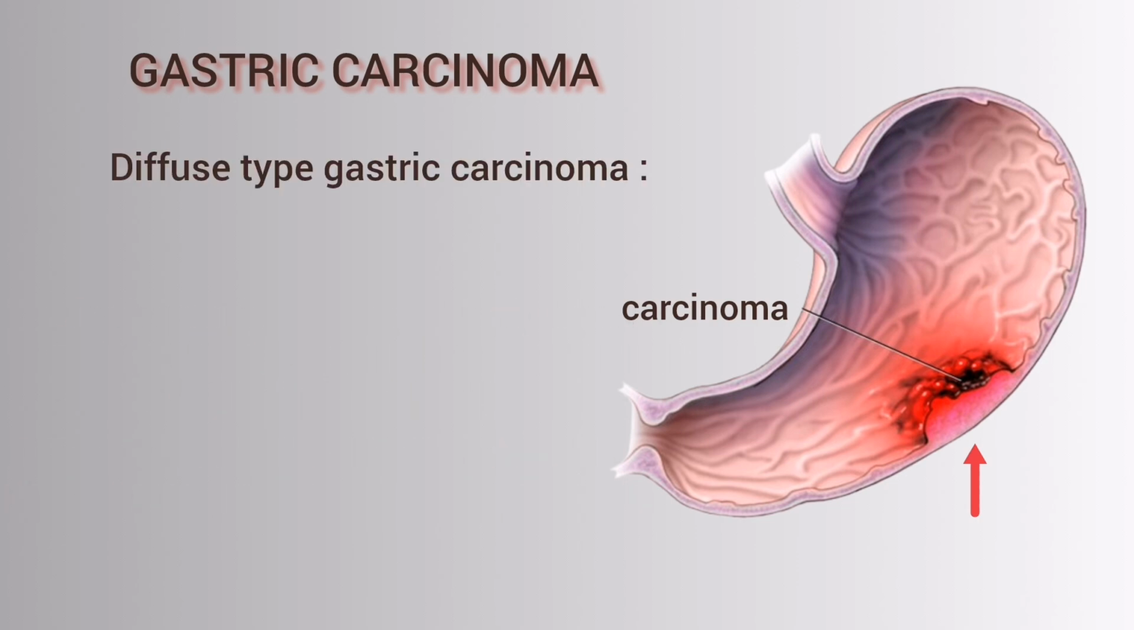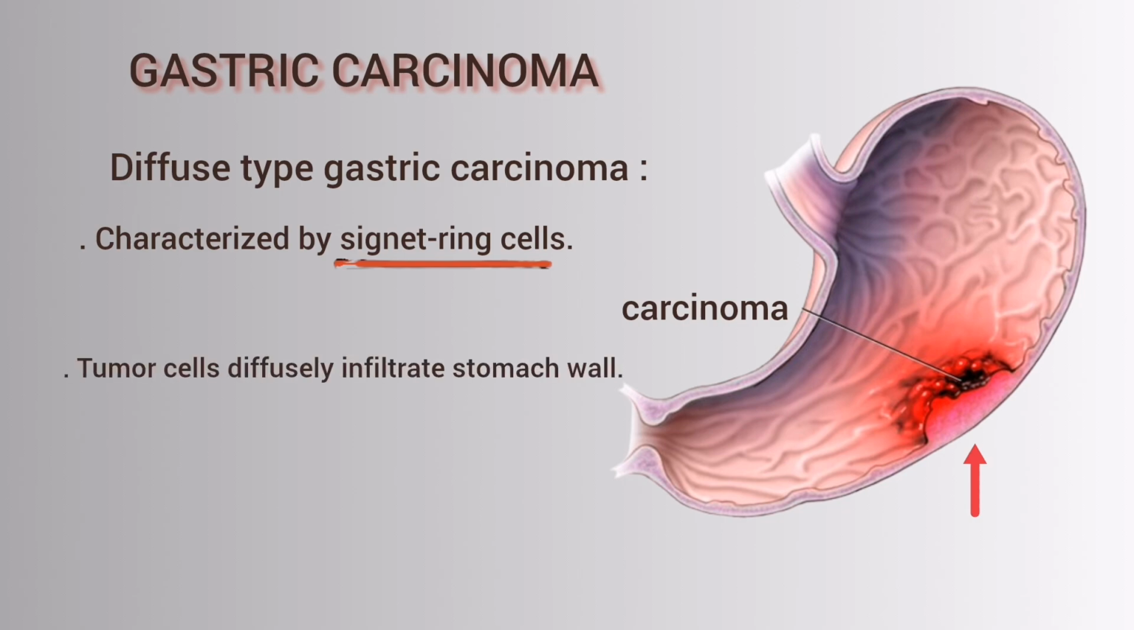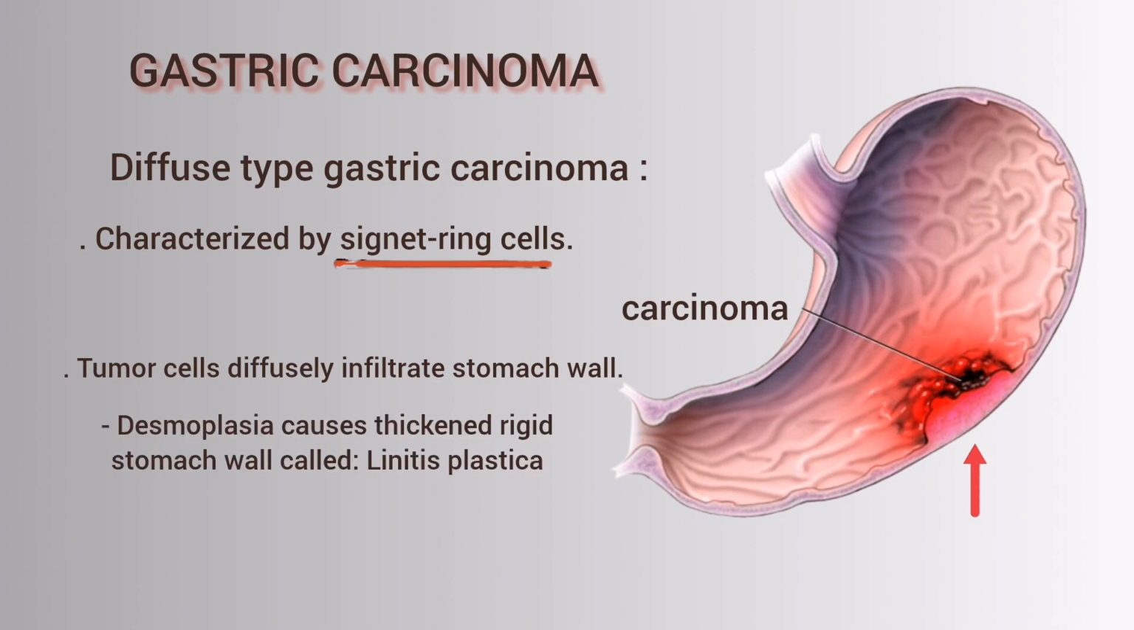Diffuse type gastric carcinoma is characterized by the signet ring cells. This is super high yield in this case. Tumors can diffusely infiltrate the stomach wall, and the morphology in this case is that it causes a thickened rigid stomach wall, which is called the linitis plastica, and this linitis plastica is a super high yield point in this section.